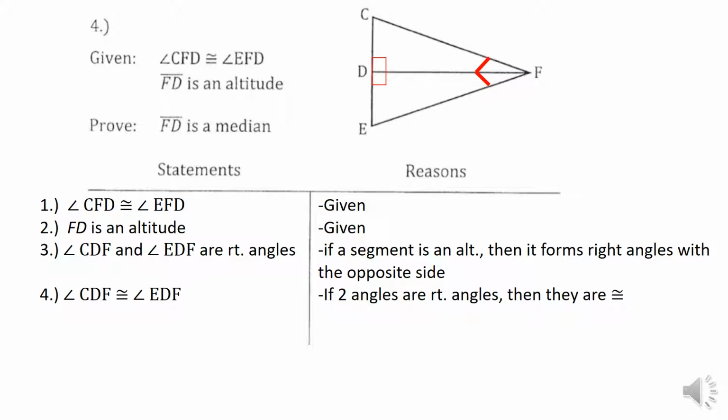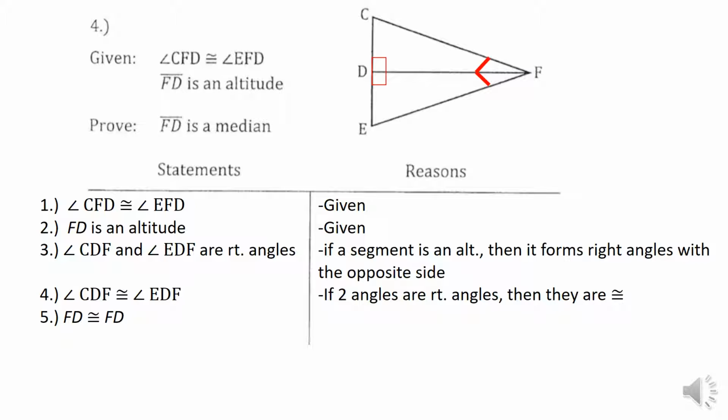Now how are we going to prove that FD is not just an altitude, but also a median? What two things must we prove are congruent? Well, we're going to have to prove that D is a midpoint and that CD is congruent to DE. Remember, a median goes from an angle to the midpoint of the opposite side. So D is a midpoint, and that means that CD must be congruent to DE. How are we going to prove that? Try and take a moment to think about that.